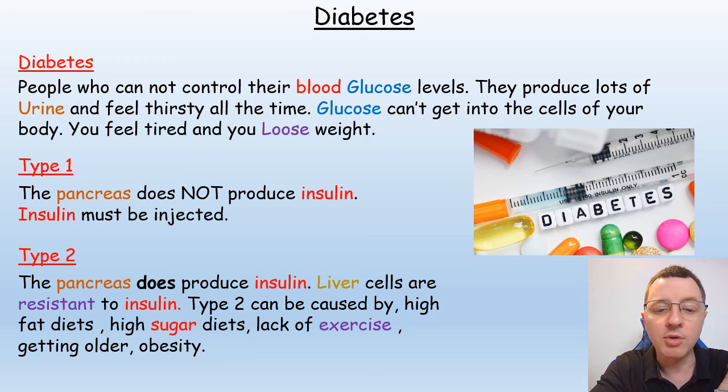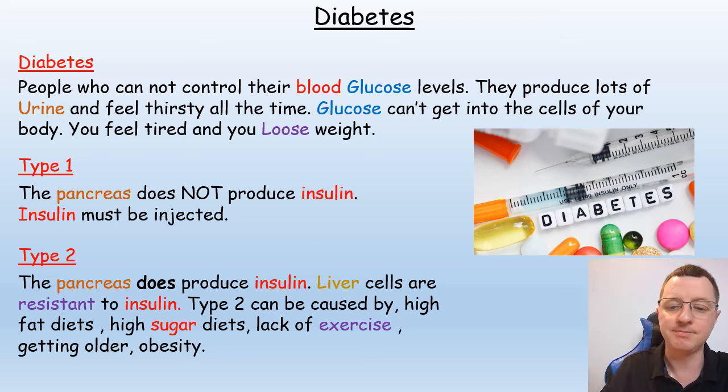So type 2 diabetes can be caused by high fat diets, high sugar diets, a lack of exercise. Getting older is also a risk factor, as it is obesity. So the liver cells are resistant to that insulin. Your body cells, your muscle cells are also resistant as well.